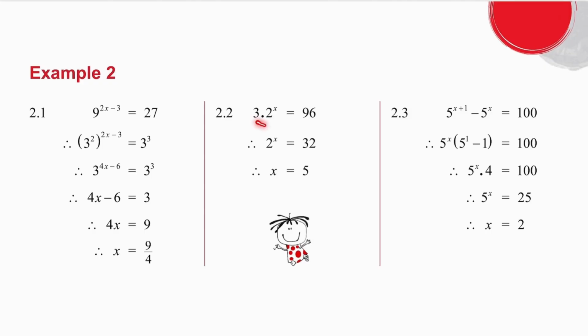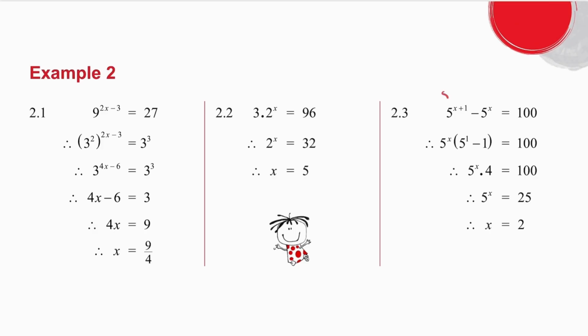So the first thing I need to do is take the 3 across and divide. 96 divided by 3 is 32. And then 2 to the power what gives you 32? It's 2 to the power 5.